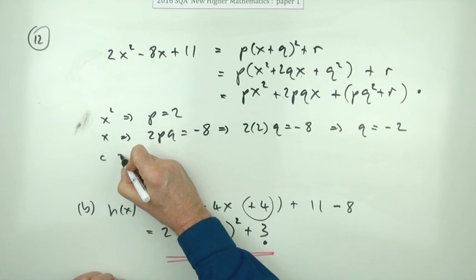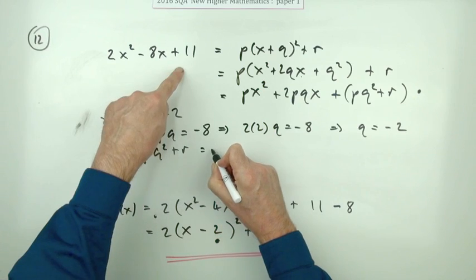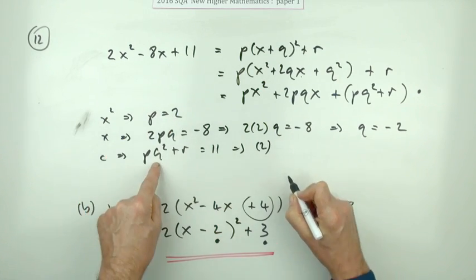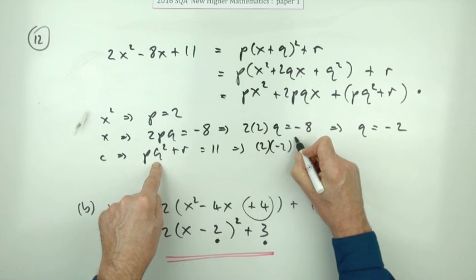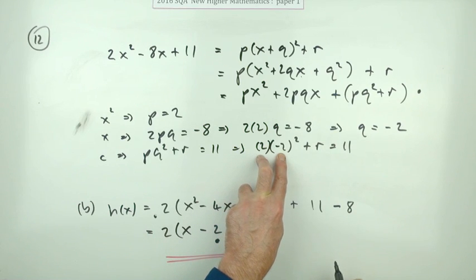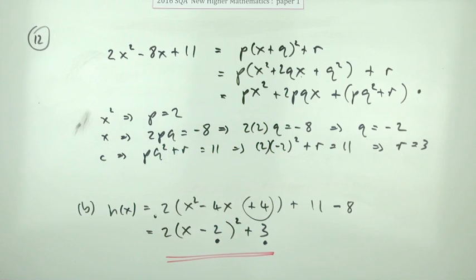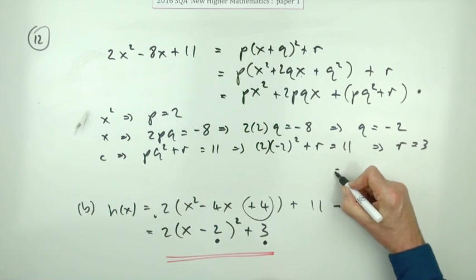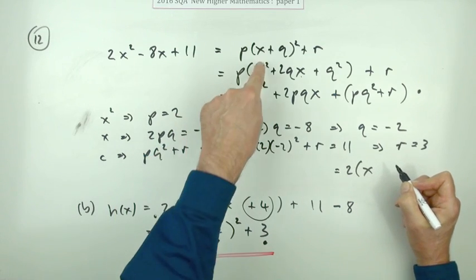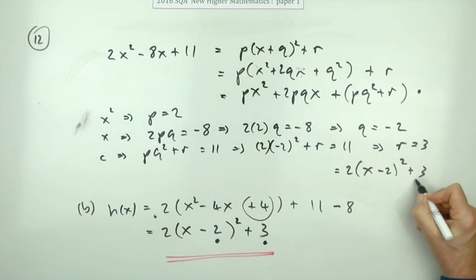And then the constant term, pq squared plus r should equal 11. Well, you already got p is 2. Q is negative 2, you have to square that, plus r should make 11. Well, that comes to 8, so that means r must be 3. But then you have to write it into the required form, so that would equal p was 2, x plus q, q is minus 2 squared, plus r was 3.